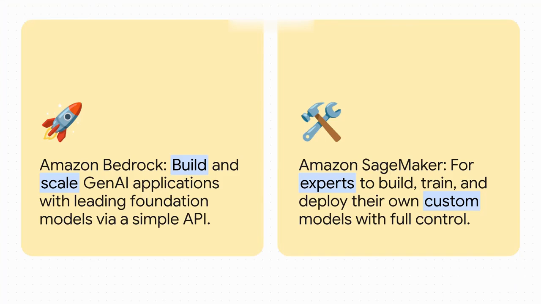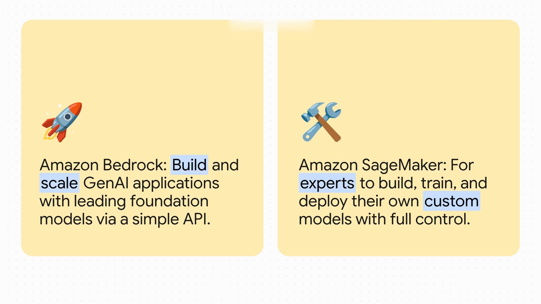So, your first big choice is about your foundation. It really comes down to two options. On one side, you've got Amazon Bedrock. The best way to think about Bedrock is like it's the express lane. It's the fastest way to get access to all these incredible pre-trained models from the big players, all through one simple API. Then on the other side, you've got Amazon SageMaker. Now, SageMaker is for the experts who want total control. I mean, building, training, and deploying their own custom models from the ground up. So to put it really simply, Bedrock is for using models and SageMaker is for building them.